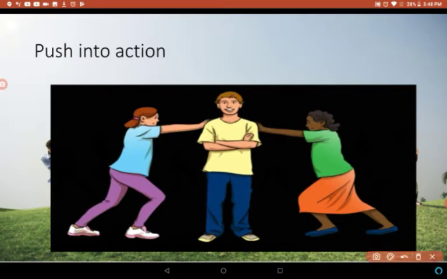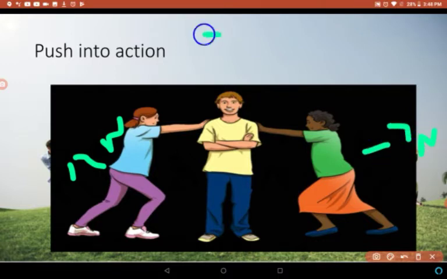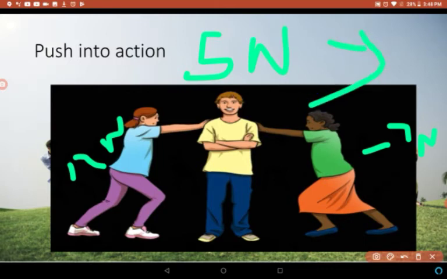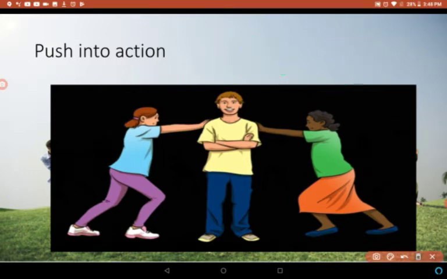Now I will say, if your sister was applying 12 newtons of force and your mother was applying minus 7 newtons of force, the net force would be 5 newtons, and thus you would move in the positive direction, which is nothing but towards outside.